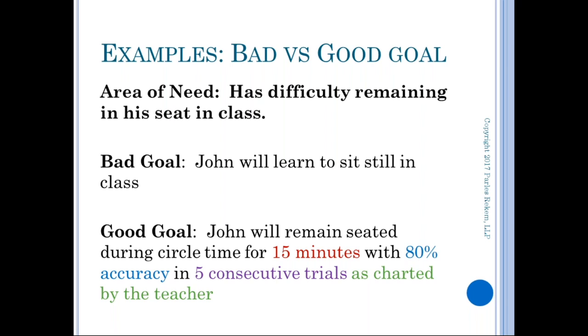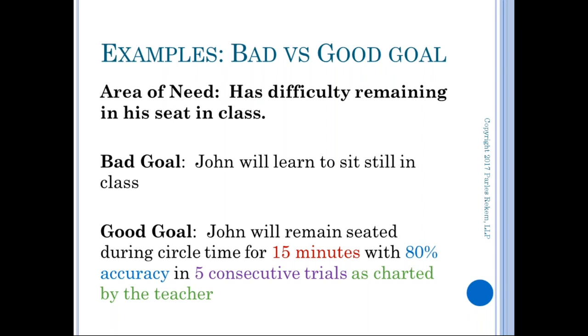So the good goal is going to add all those components in. So we have John will remain seated during circle time for 15 minutes with 80% accuracy in 5 consecutive trials, as charted by his teacher.